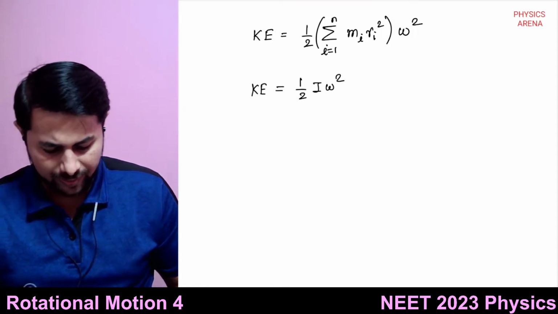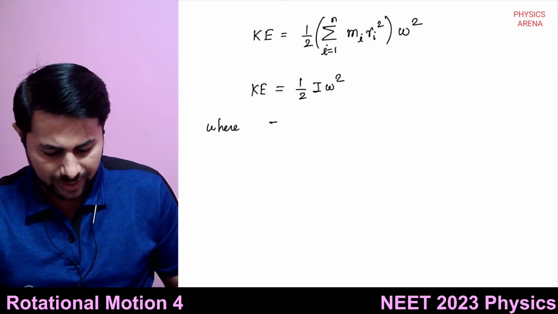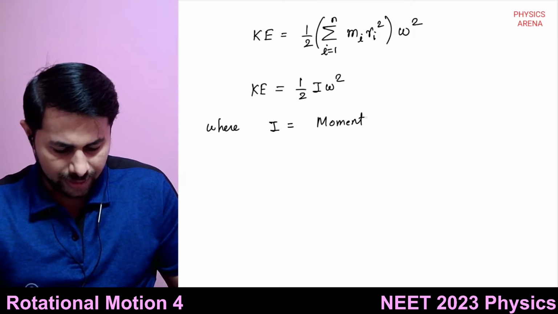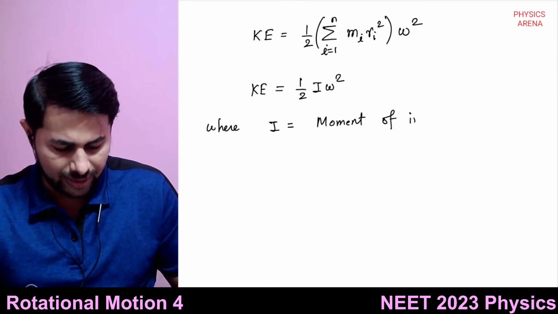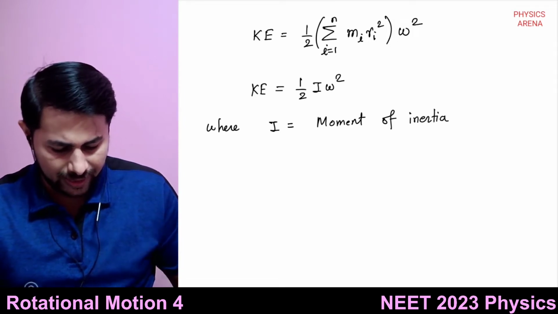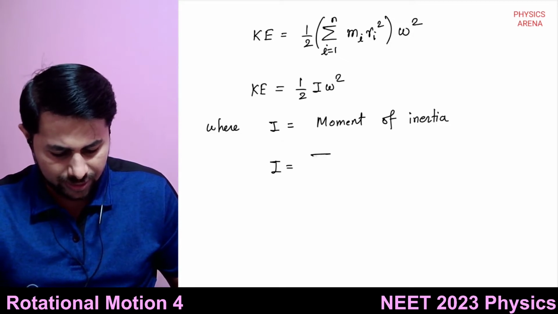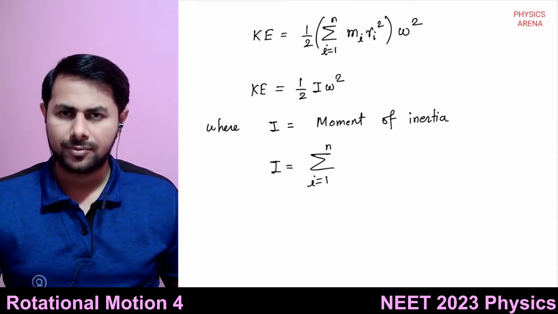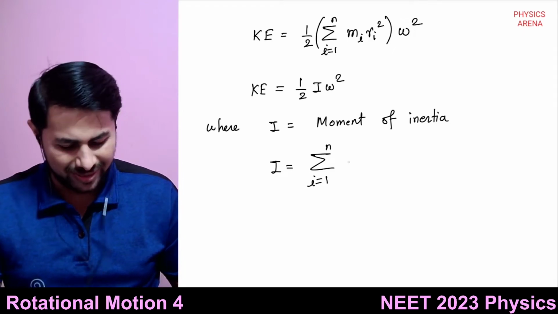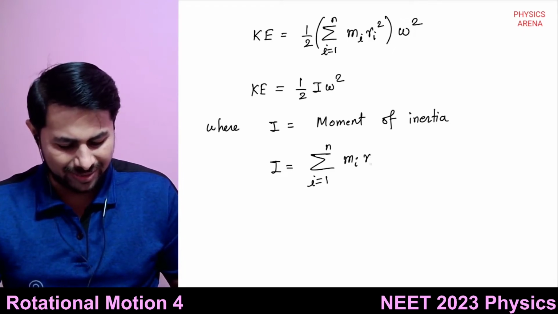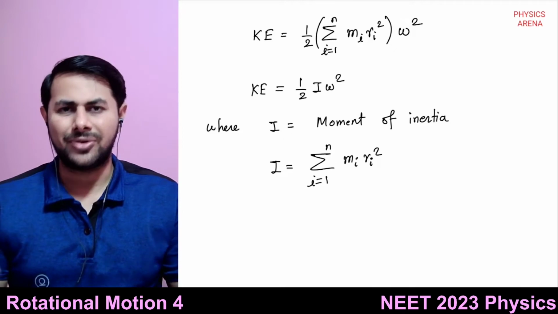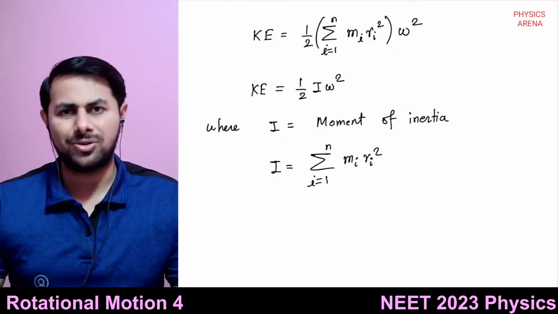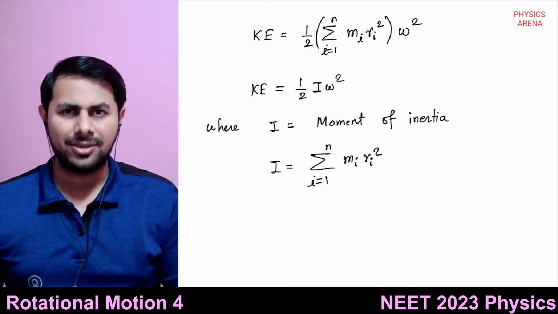So what is I? Where I is called the moment of inertia. And what's that? I is equal to summation of i goes from 1 to n, the small i goes from 1 to n, of mi ri square. Or you can say it is m1 r1 square plus m2 r2 square plus so on and so forth up to mn rn square.